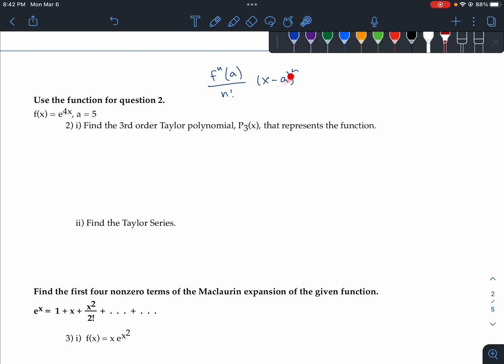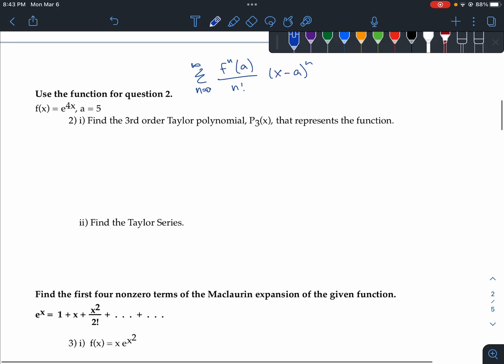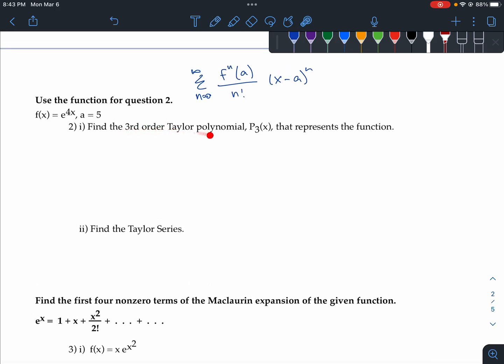So this is a Taylor polynomial, we'll say n equals 0. This is the coefficient, and then this is the variable part. Since I'm building a third order Taylor polynomial, I'm going to go to the third degree or third derivative. First of all, I'm going to want the 0th derivative at the center, so f of 5, which would be e to the 20.